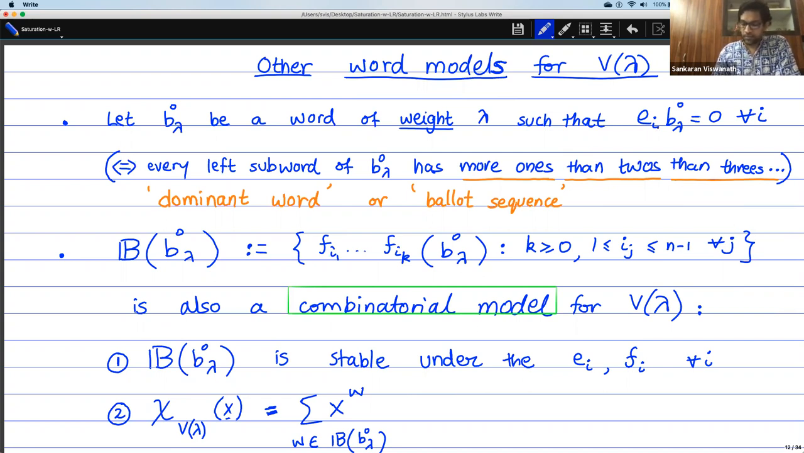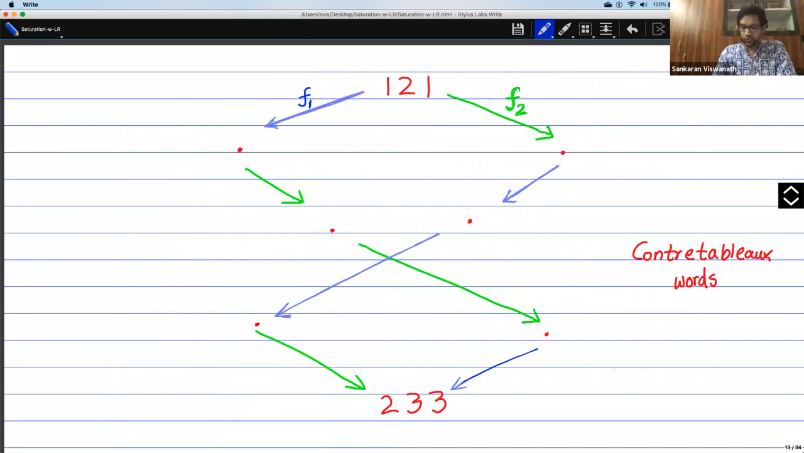Now, being killed by all the E_i's is equivalent to the following condition. When you write out the word V0 lambda, every left subword of V0 lambda should contain more ones than twos, than threes, than fours, etc. So you truncate it at any point and look at how many ones, twos, threes there are, and you should always have more ones than twos than threes. Such a word is usually called a ballot sequence or a dominant word or a lattice permutation and so on.